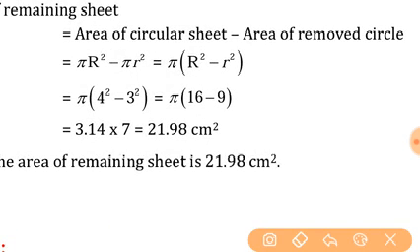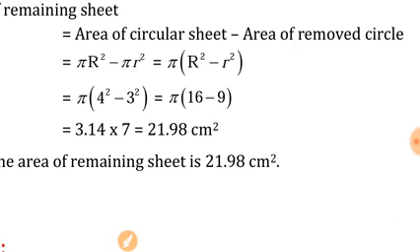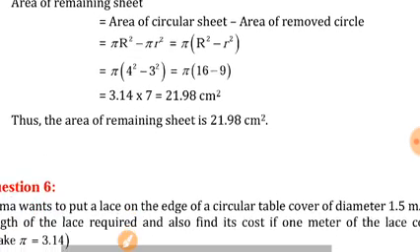Then capital R is 4 square, small r is 3 square. 4 square means 4 into 4 is 16, 3 into 3 is 9, 16 minus 9 is 7. So pi, 3.14 into 7 is 21.98 centimeter square. So the area of the remaining sheet is 21.98 centimeter square.